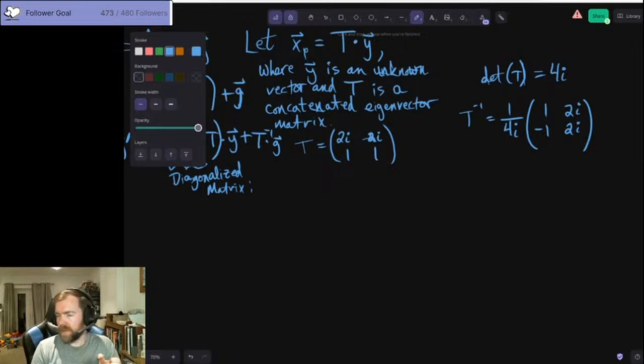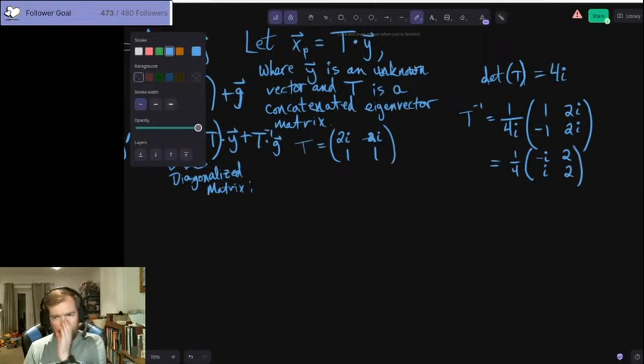Okay, so then with this, we're going to get a 1/4 multiplied by, and if we divide by i, that's also the same as multiplying by negative i, or i to the third. So we're going to get a negative i here and i here, and then we lose the i's on the right-hand column. Alright, so this is T inverse.